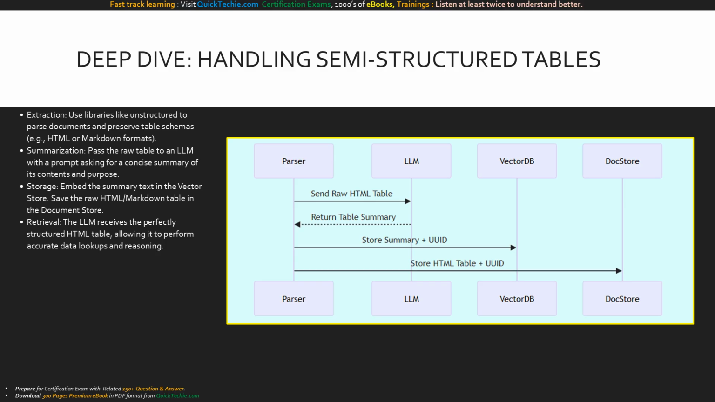The parser extracts the table and sends the raw HTML to the LLM. The LLM generates and returns a table summary. The ingestion script then splits the data. The summary and UUID are sent to the VectorDB for indexing, while the raw HTML table and the exact same UUID are sent to the doc store for safekeeping.